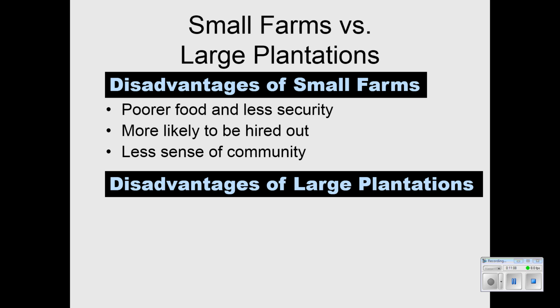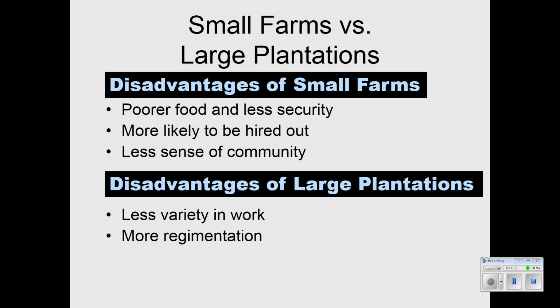There were also disadvantages of being on large plantations, however. There was less variety in the work to be done, more regimentation, in other words, stricter overseers, harsher rules. And the overseers were motivated to rule harshly because they were working for the slave master, and the way they earned their salary was to get as much work as possible out of slaves. So they often ruled very harshly, especially on larger plantations.